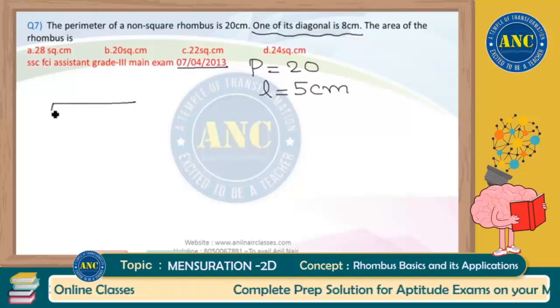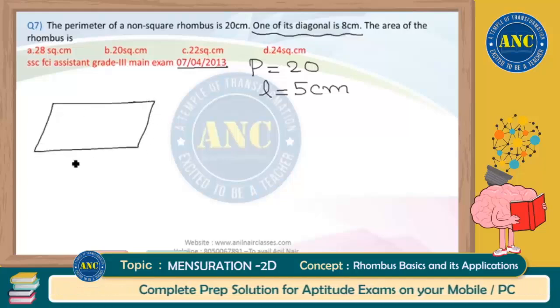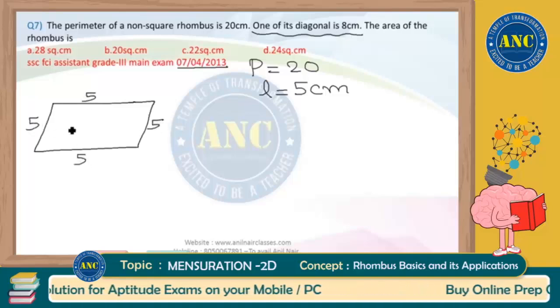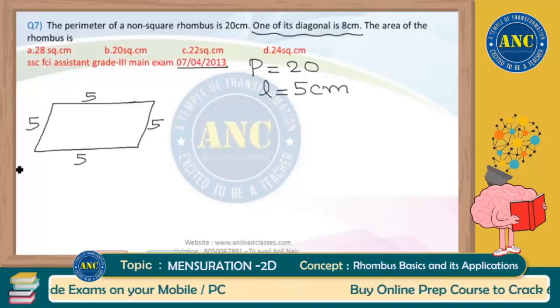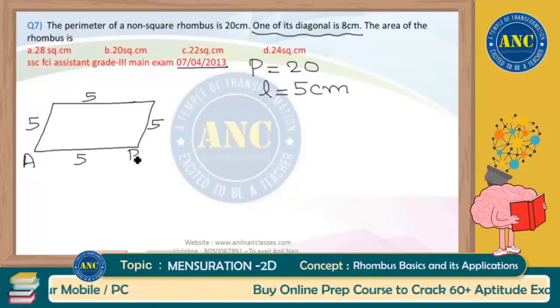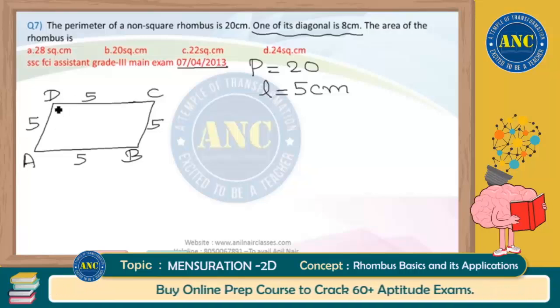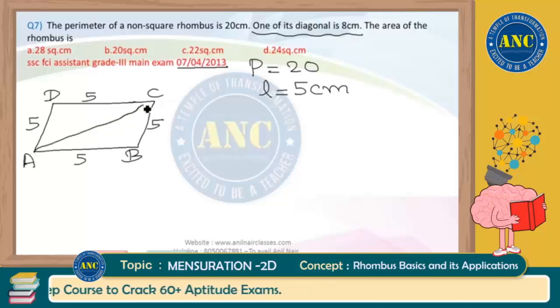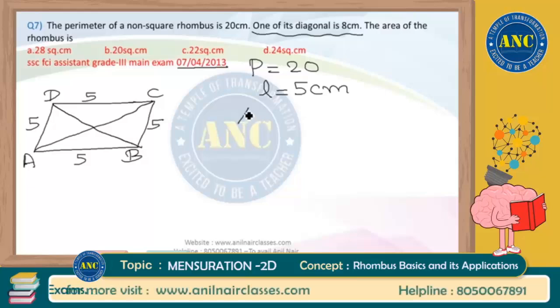Okay, let me draw the diagram for your better understanding. Every side is 5 centimeter. This is 5. Each and every side is 5. Beautiful. Let me name it as ABCD. Now, question says one of its diagonal is 8 centimeter. You take any diagonal of your choice, sir. Find the area of the rhombus. Now, area of the rhombus is D1 into D2 divided by 2. One of the diagonal is known. I don't know the value of the other diagonal. Let us find it right away.